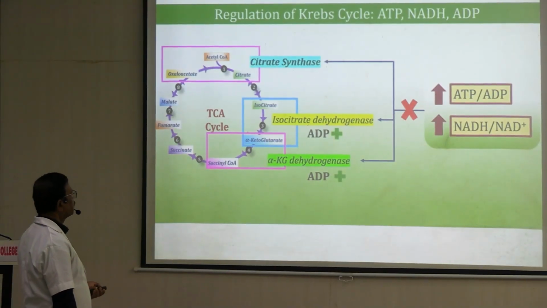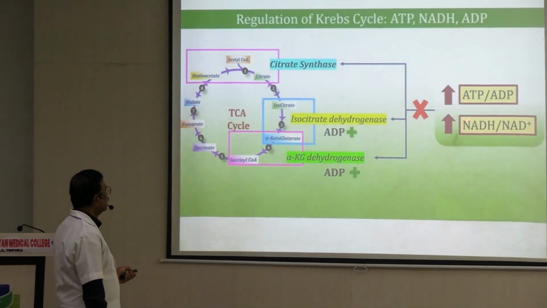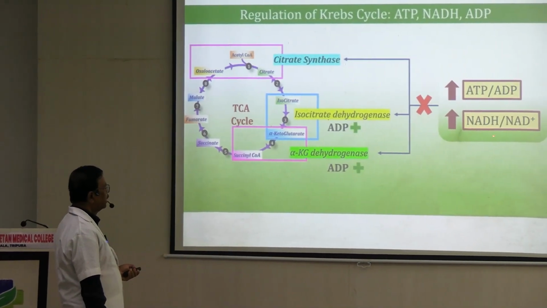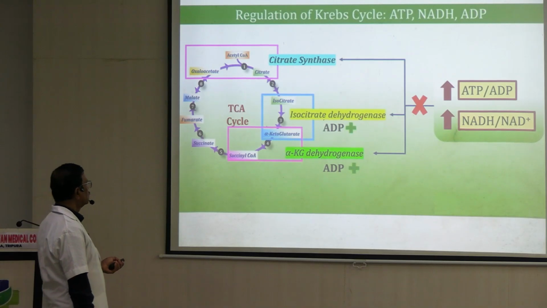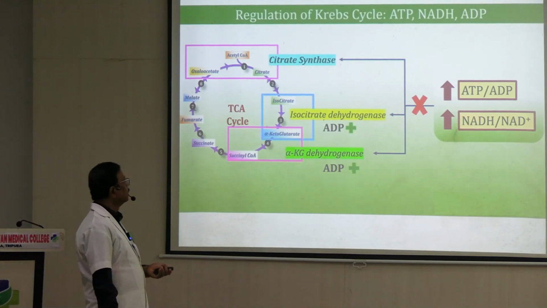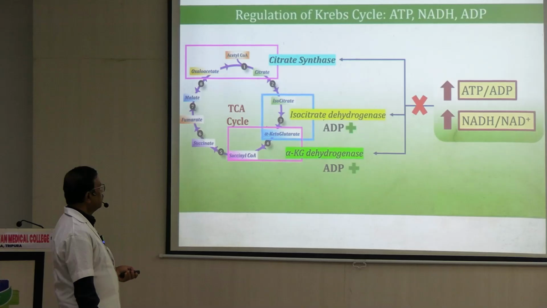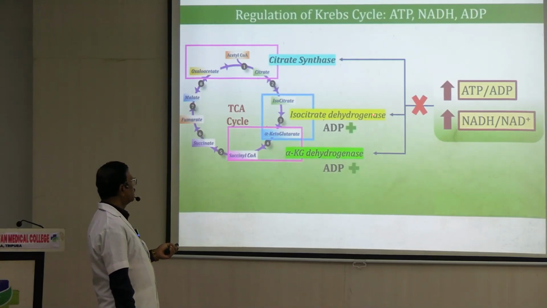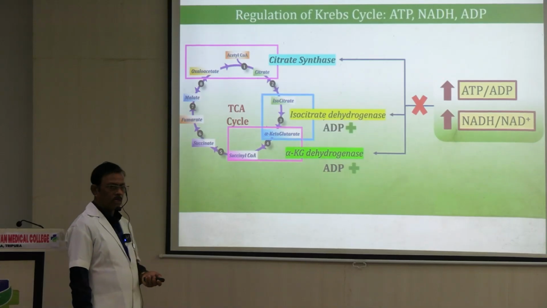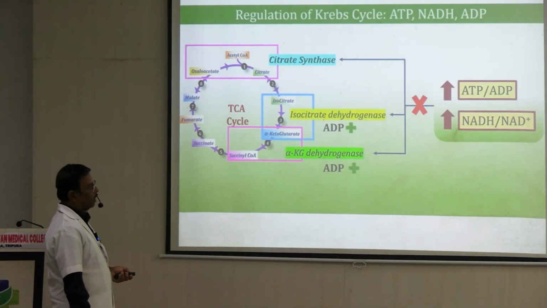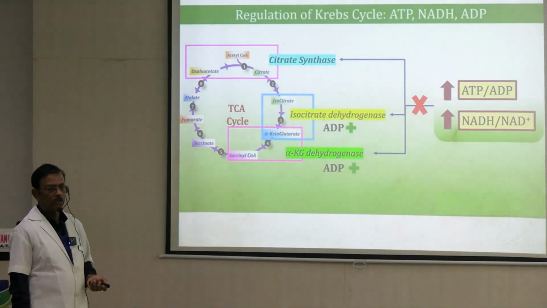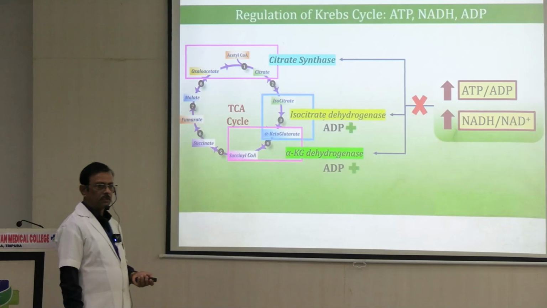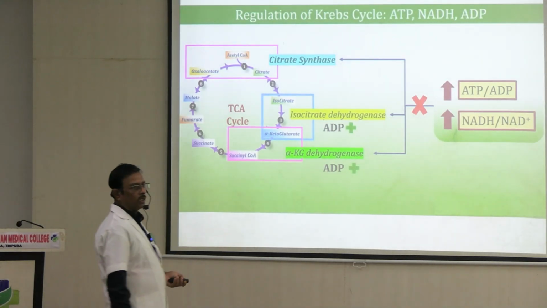Regulation of Krebs cycle. ATP and NADH inhibit citrate synthase, isocitrate dehydrogenase and alpha-ketoglutarate dehydrogenase. And ADP and NAD activate isocitrate dehydrogenase and alpha-ketoglutarate dehydrogenase. So, when ADP is more, it activates the TCA cycle. When ATP is more, it inhibits the TCA cycle.